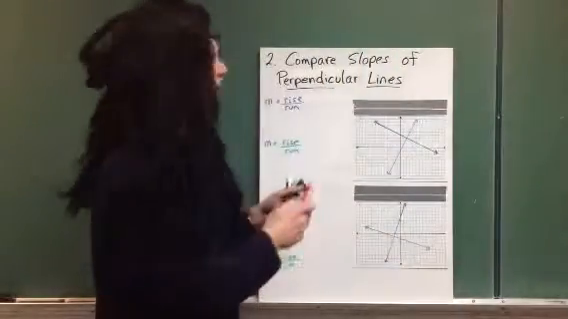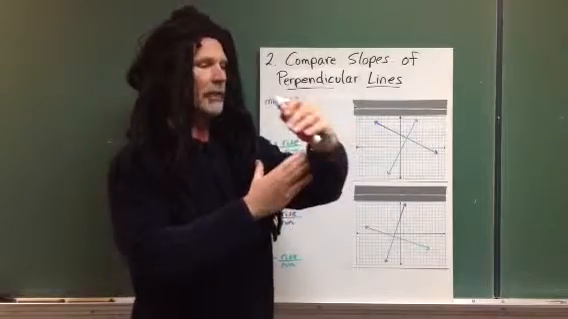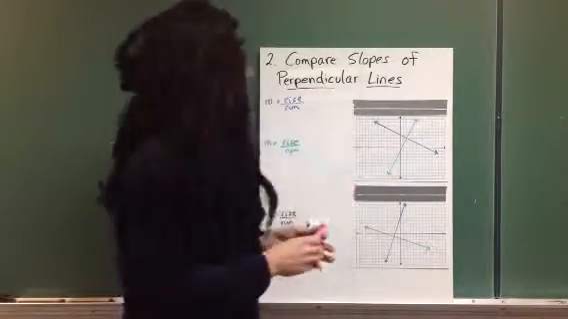Now we're going to look at some perpendicular lines. By the way, perpendicular means lines that meet or cross at right angles, or at 90 degrees.